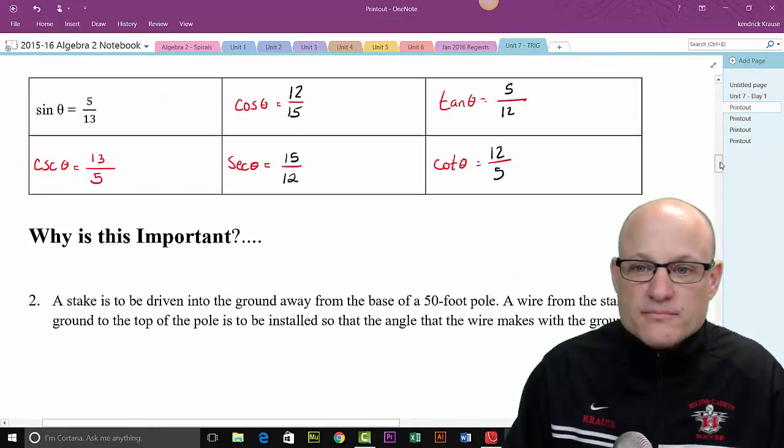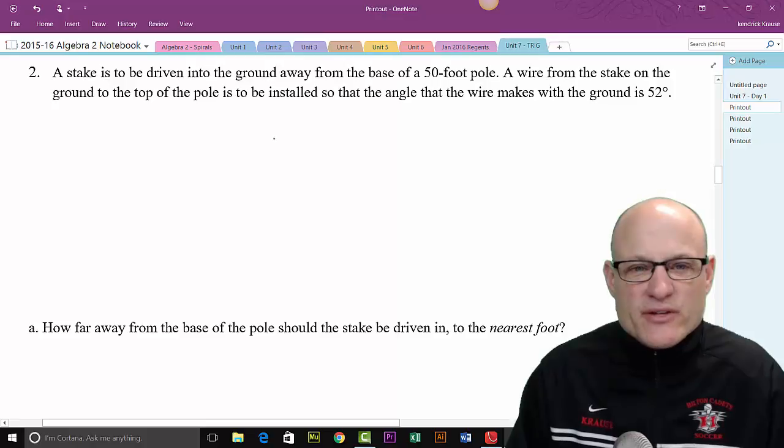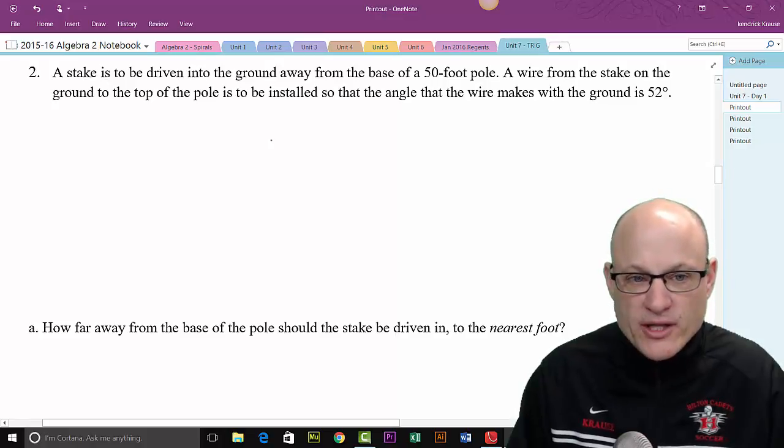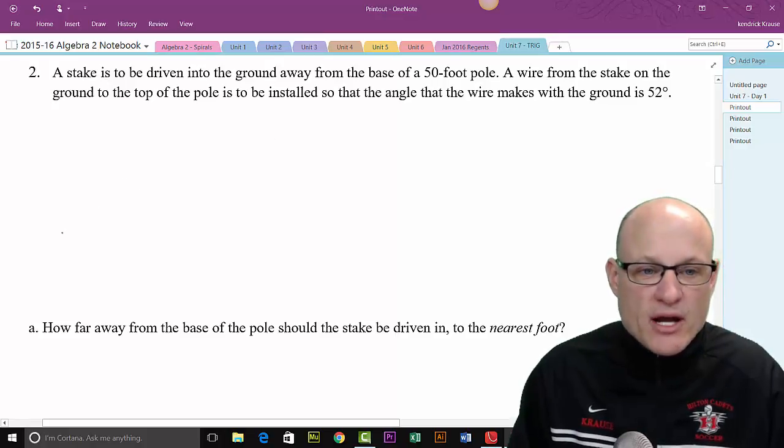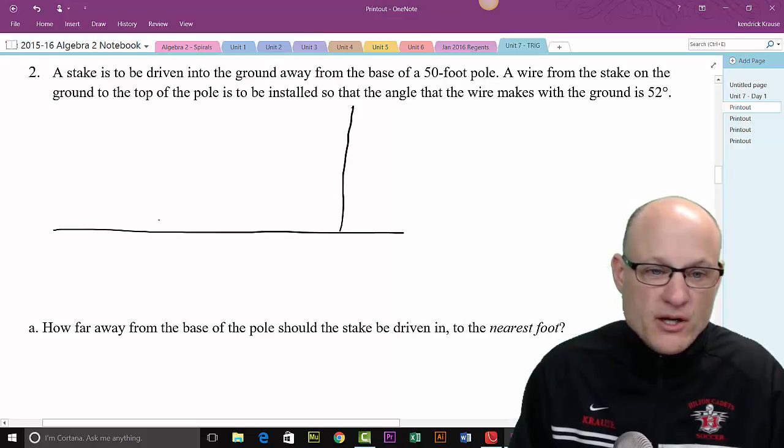All right. Put this way up here so you can see it. All right. A stake is to be driven into the ground away from the base of a 50-foot pole. A wire from the stake on the ground to the... So all we're going to do now is just solve some simple trig equations. There's my ground. There's my pole.